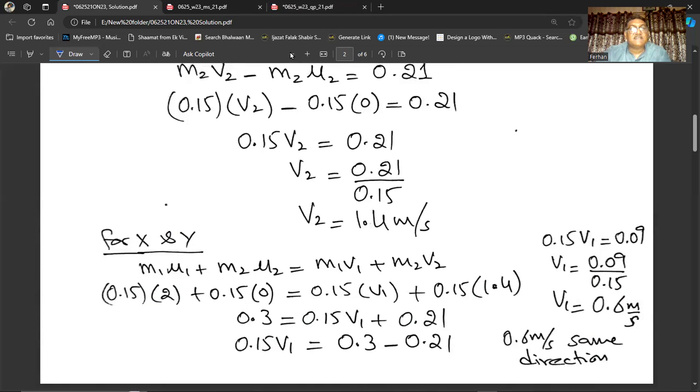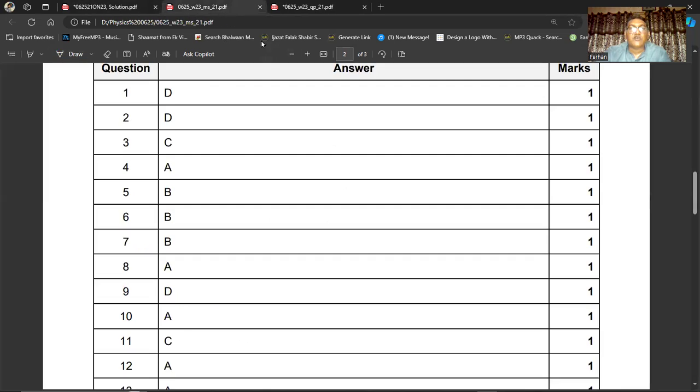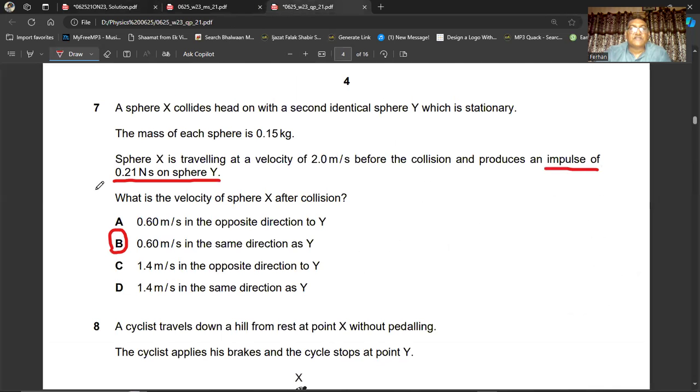This is how this is done. So let me show you this. So this is the solution of that question number 7, a very tricky question, not an easy question. I hope you understand.